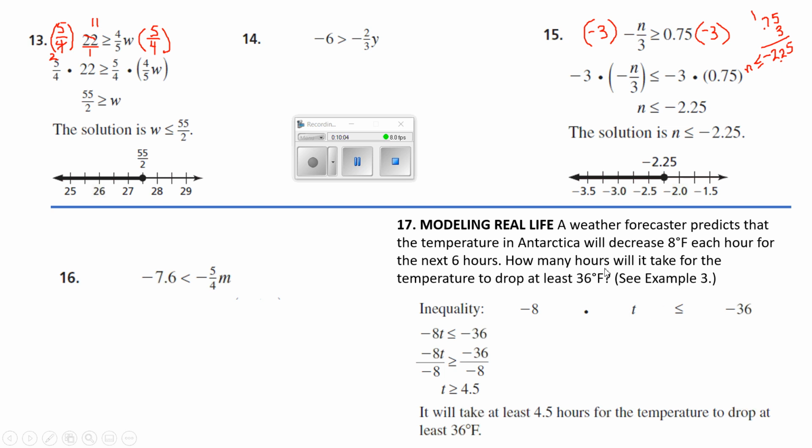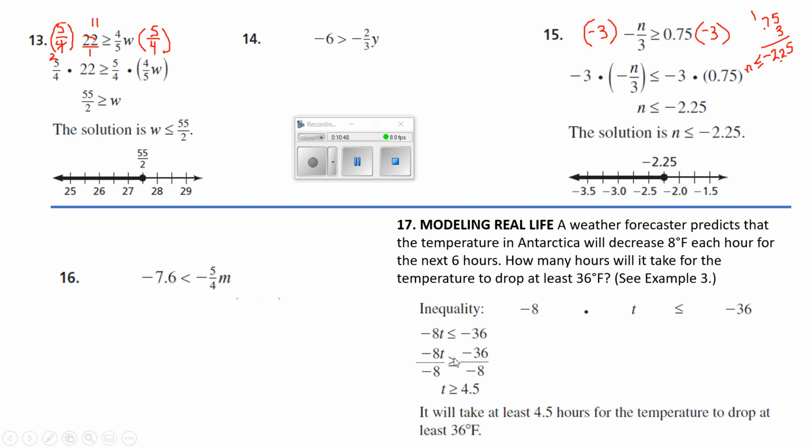We don't know how much time, but we do know it will be represented by a variable. And remember, it said how many hours will it take for the temperature to drop at least. Now, it can be 36, or it can be less than 36, negative 36, right? So to drop, again, minus 36 degrees. So this can be less than or equal to. Now to solve it, I need to separate negative 8 from t. Since I'm multiplying negative 8, I'll have to divide by negative 8 to find my answer. Whatever I divide from one side to the other, and I see I have a negative 36 divided by negative 8. Well, negative divided by negative is a positive, and 36 divided by 8 is 4.5.